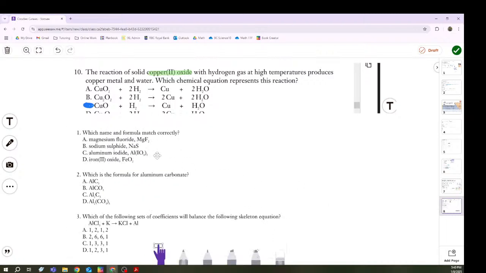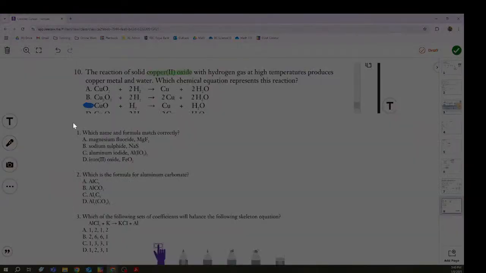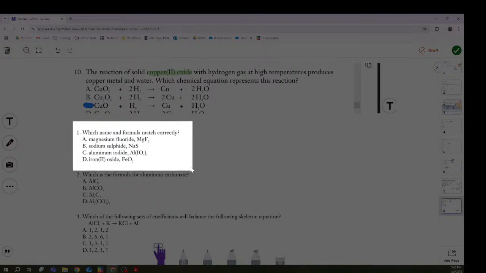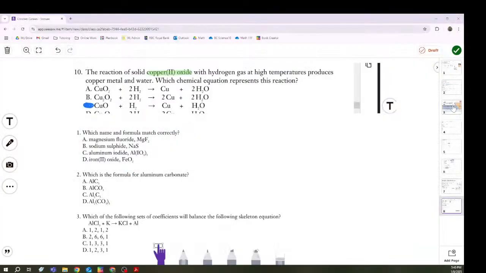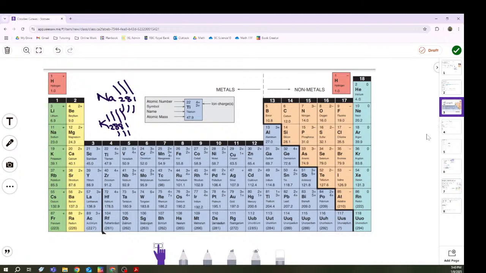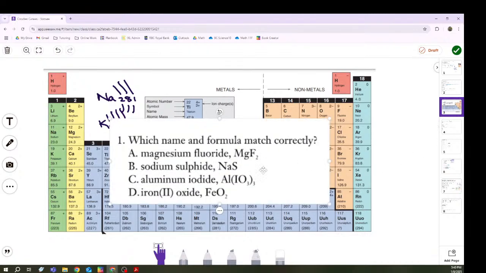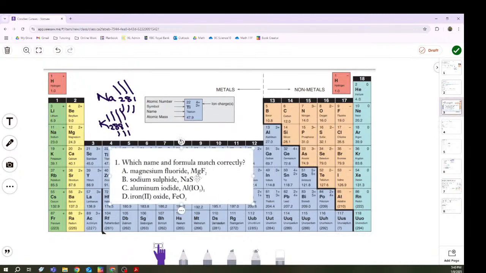Okay, which name and formula match correctly in this one? We've got magnesium fluoride, sodium sulfide, aluminum iodide, iron 2 oxide. Which of these is correct? So you're going to need a periodic table for this. It might be easier, in fact, if I just take this question and put it beside the periodic table. I'll just put it up here for now.